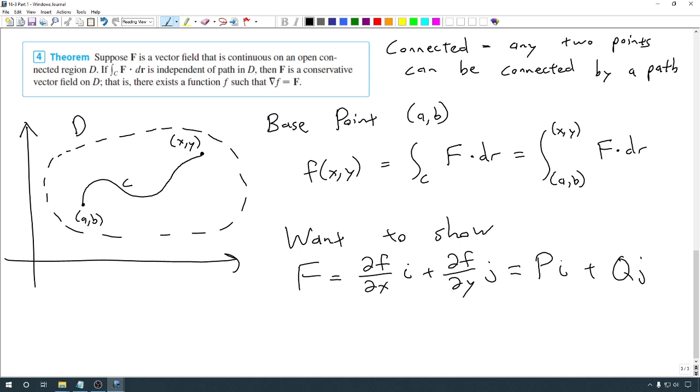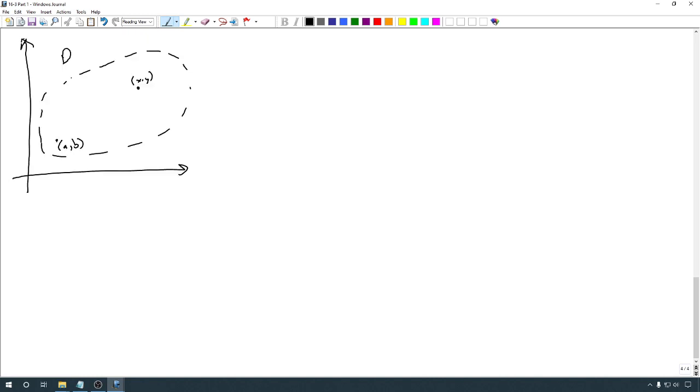Really, I'm just going to show one of these. I'm going to show that p is the derivative of f with respect to x, because doing q is exactly the same thing. It's just going to be a repeat of exactly what we already did for p. So I'm not going to bother showing it twice. So let's actually take our point xy and compute the x derivative of the function f at that point. Now remember, when we're taking the x derivative, we're allowing the x to vary and not the y. So we're going to be looking at points that are in the same horizontal line as the point xy.